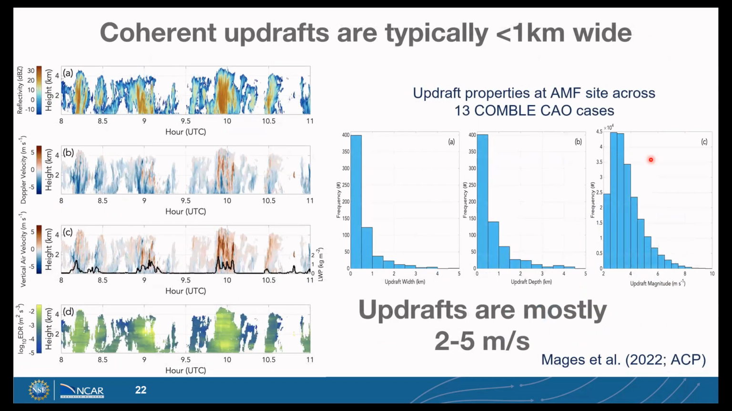So if we look at some COMBLE results, and this was a nice paper led by Zachary Magis, looking at updraft properties at the AMF site for different CAO cases. The updrafts were found to be mostly between 2 and 5 meters per second, so quite strong. And the updrafts are typically less than 1 kilometer wide, okay? So pretty small.